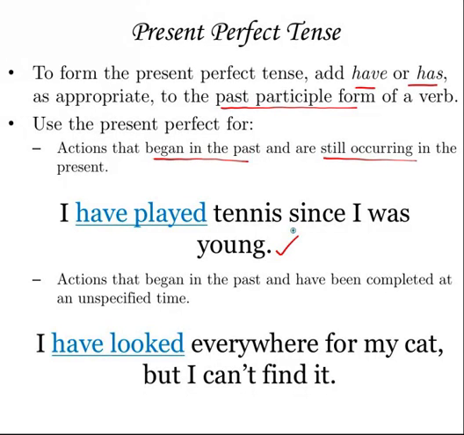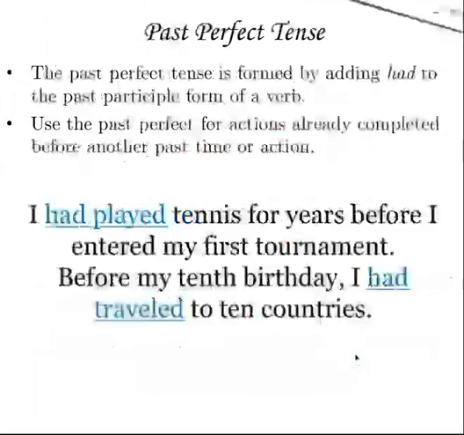The present perfect is also used for actions that began in the past and have been completed at an unspecified time. It started in the past, it's over now, but we're not sure exactly when. So, in this case, I have looked everywhere for my cat, but I can't find it. The looking happened in the past, it started in the past, it's over now because we're announcing we can't find the cat, but we use the present perfect tense for that.